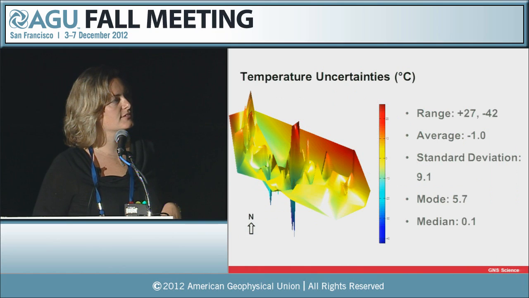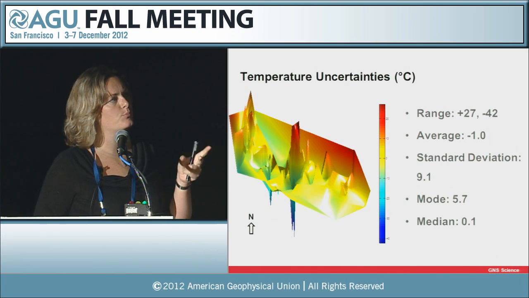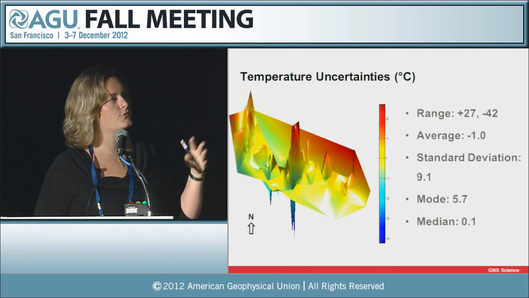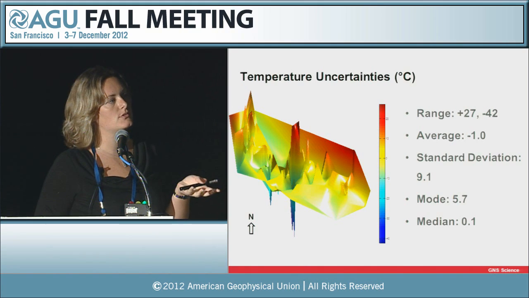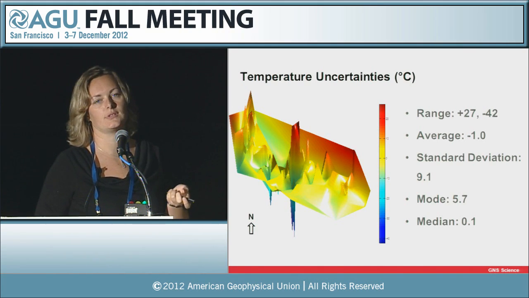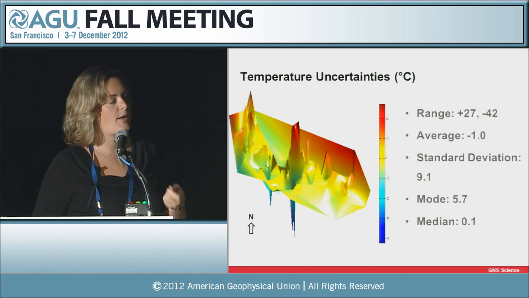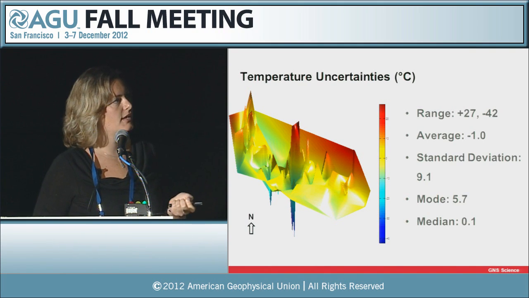And just some basic statistics, there were some quite big anomalies up to 27 degrees C and down to minus 42 degrees C between the measured and modeled data. But on average, there was just 1 degree C difference between them. So I was quite happy with that, considering that's over the 380 wells.